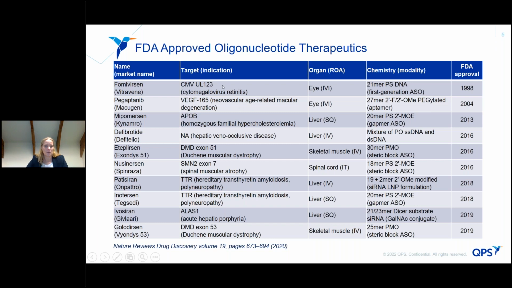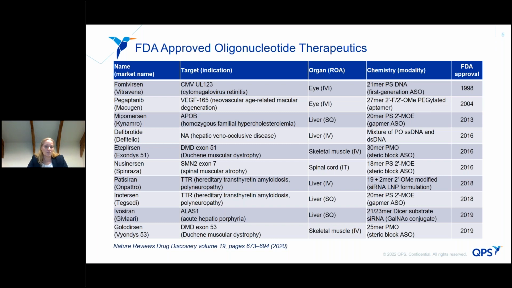So the first one that was approved was actually for the treatment of the inflammation of the retina, but you see also that treatments have been used for some cardiovascular disease, muscle disease, some inherited disorders like TTR, where you produce abnormal protein called amyloid that is built up in your tissues and organs. So overall, a variety of diseases are being treated with these oligonucleotides.